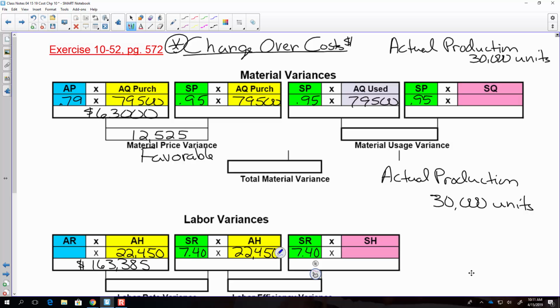So this must be 75,525? We use the same number here. No quantity differences in ending or beginning inventories. Cool, excellent. Polly, can you help me with the SQ number for materials?